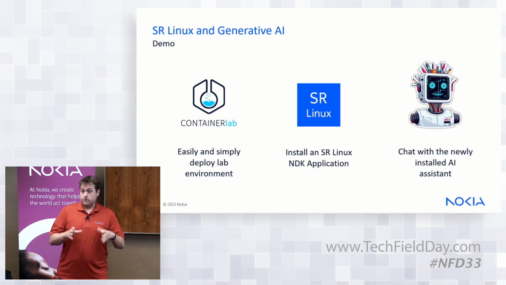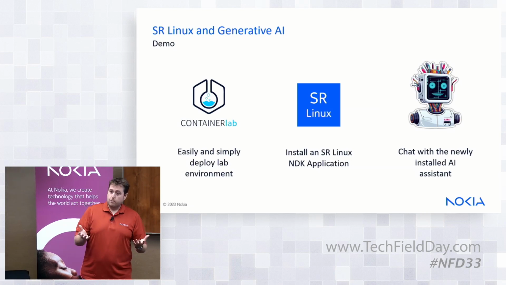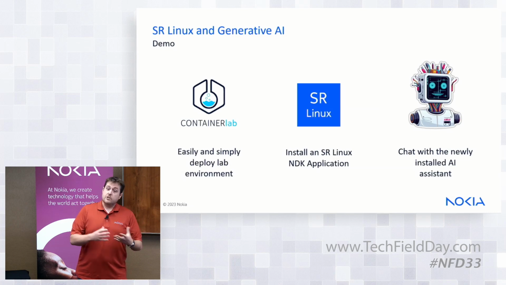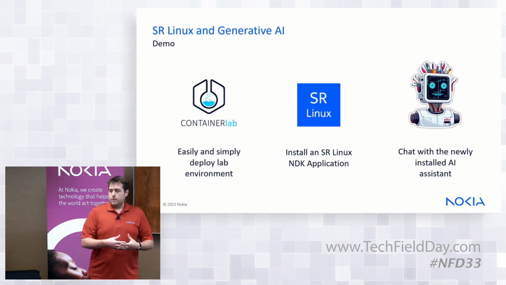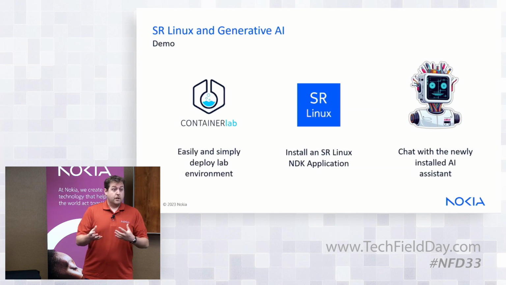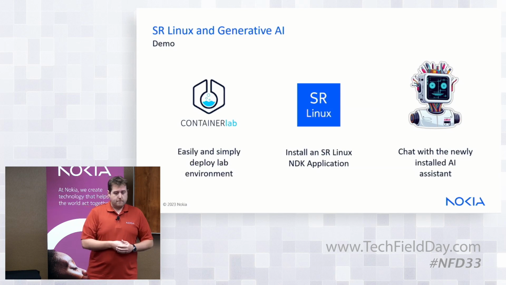SR Linux is our network operating system, and one of the key aspects of it is that it's highly extensible and open. Part of what that means is that we allow you to install applications on the switch, but not just install applications and have them running in Linux in the background. It actually integrates natively into the operating system, so the applications themselves are available and configurable via the normal CLI, as you'd be used to configuring BGP and OSPF.